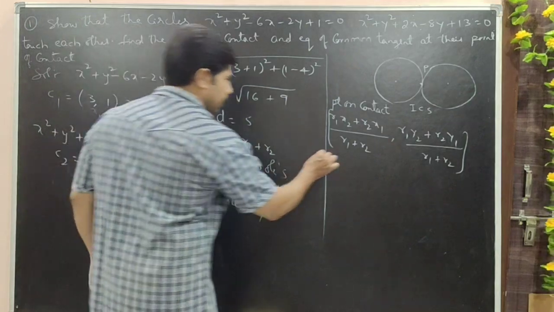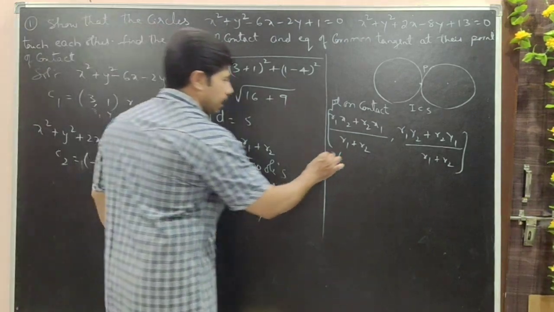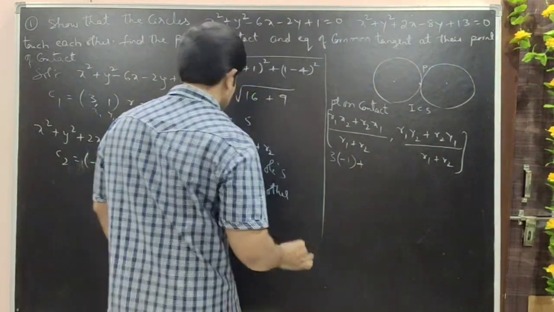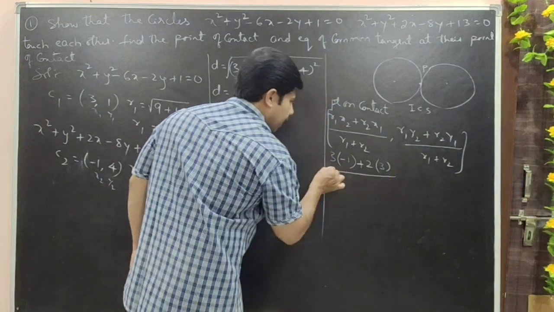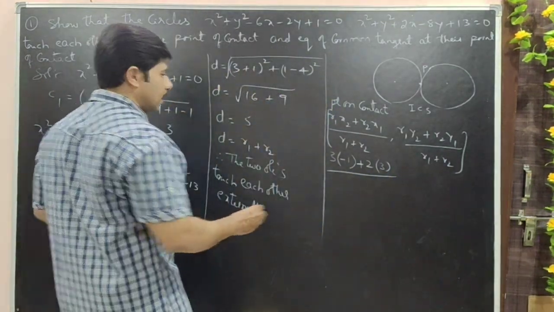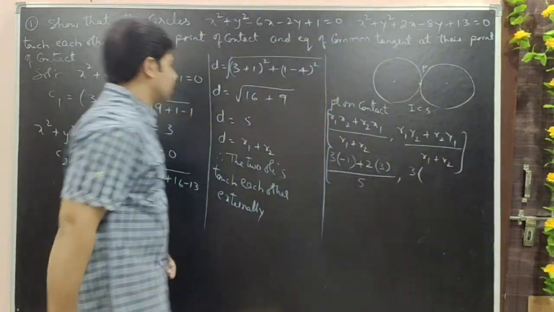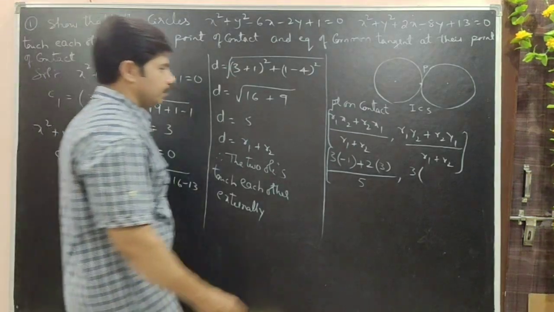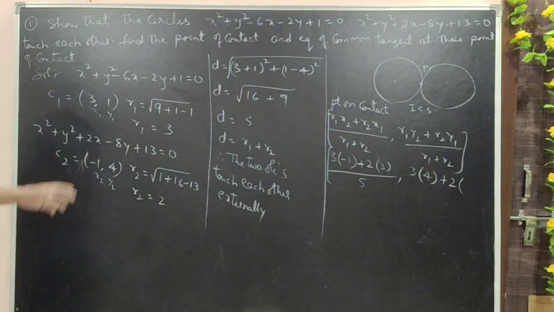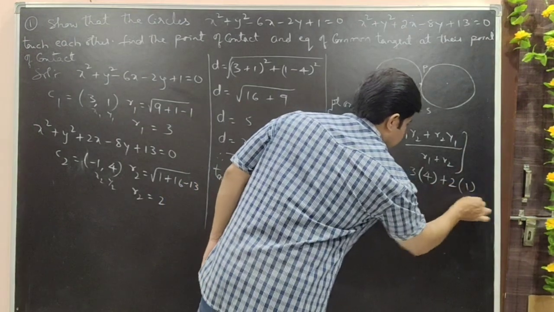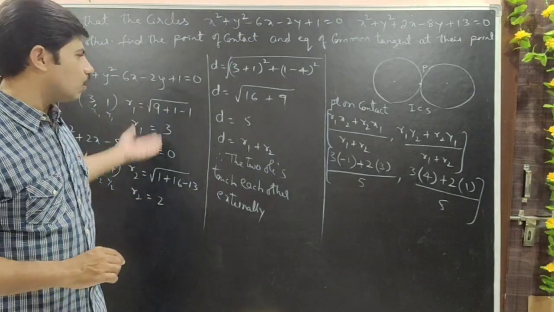So R1, X2. What is X2? X2 is nothing but minus 1. R1 X2 plus R2 X1. X1 is 3. R2 X1 by R1 plus R2, that is 3 plus 2, it is 5, comma, R1 Y2. So what is Y2? Y2 is nothing but 4, plus R2 Y1. What is Y1? Y1 is nothing but 1, by R1 plus R2. Here X1, Y1, X2, Y2 are the centers of the two circles. R1 and R2 are the radii we substituted.